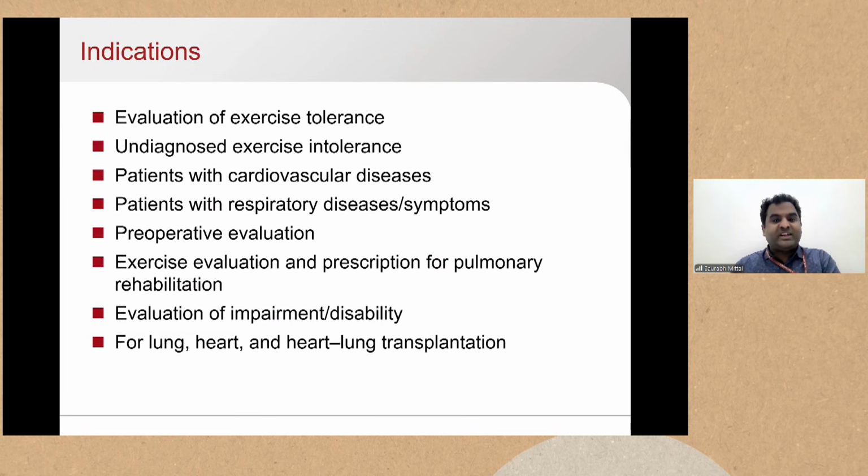So when we look at the common indications, the common indications are evaluation of exercise tolerance or undiagnosed exercise intolerance, and patients who have cardiovascular disease or respiratory disease to look at their status. Sometimes for lung resection surgeries, you need to perform a pre-operative evaluation CPET so that you can look at the fitness and the post-operative complication rate. Sometimes CPET is done for the exercise evaluation and prescription before a pulmonary rehabilitation program is started. For evaluation of impairment or disability, and also specifically for heart transplant, CPET is a very good model to look at what is the risk and what is the high risk category. So these are the common indications of cardiopulmonary exercise testing.